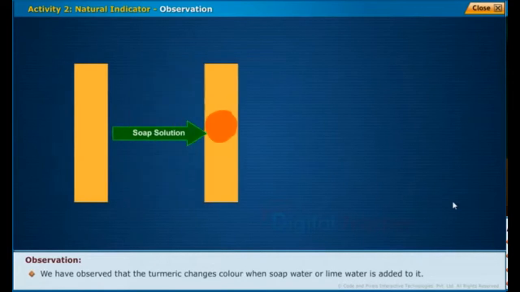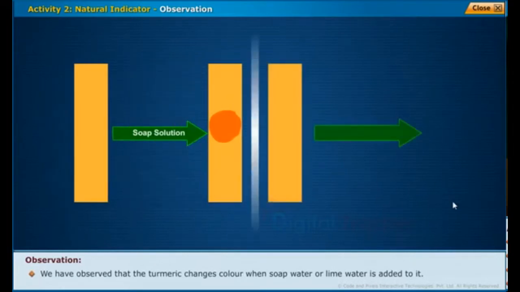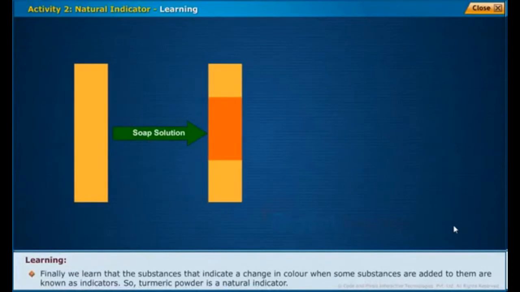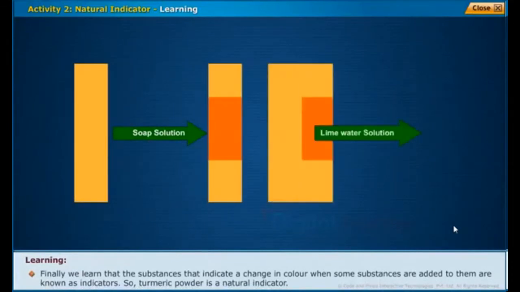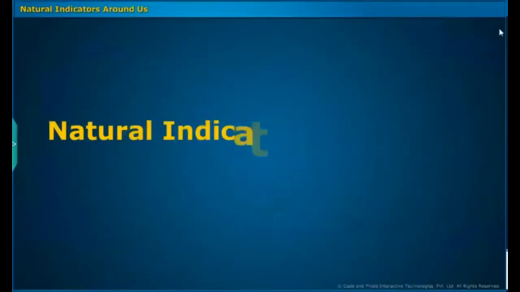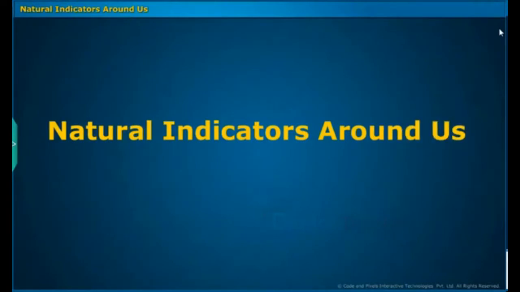We have observed that the turmeric changes color when soap water or lime water is added to it. Finally, we learned that the substances that indicate a change in color when some substances are added to them are known as indicators. So turmeric powder is a natural indicator. Let us know more about the natural indicators around us.